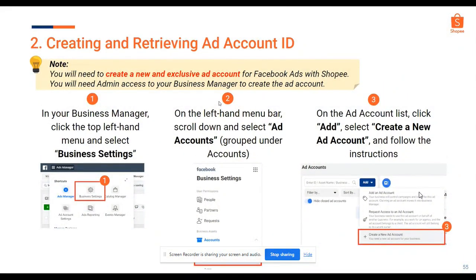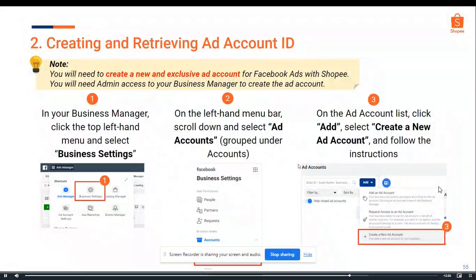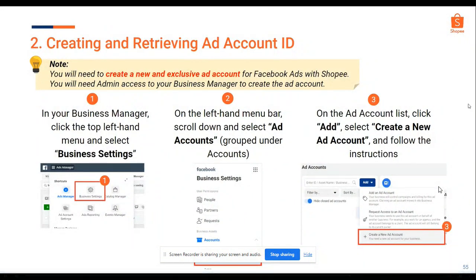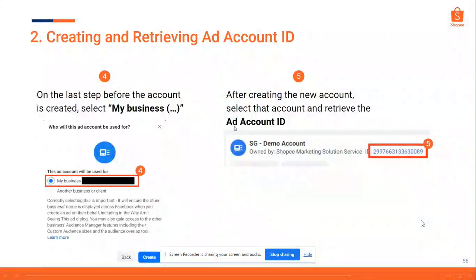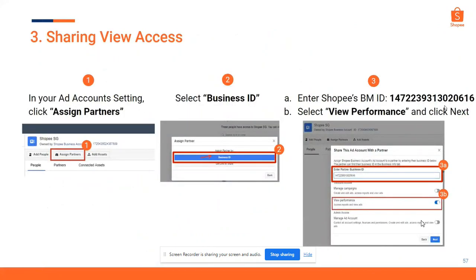If you want to create and retrieve your ads account ID, you go to Business Settings, Ads Account. Then you click Add and select a new ads account, because you need to create an exclusive ad account for these CPAS ads. This is a step you need to do. You can also share view access to your partners.